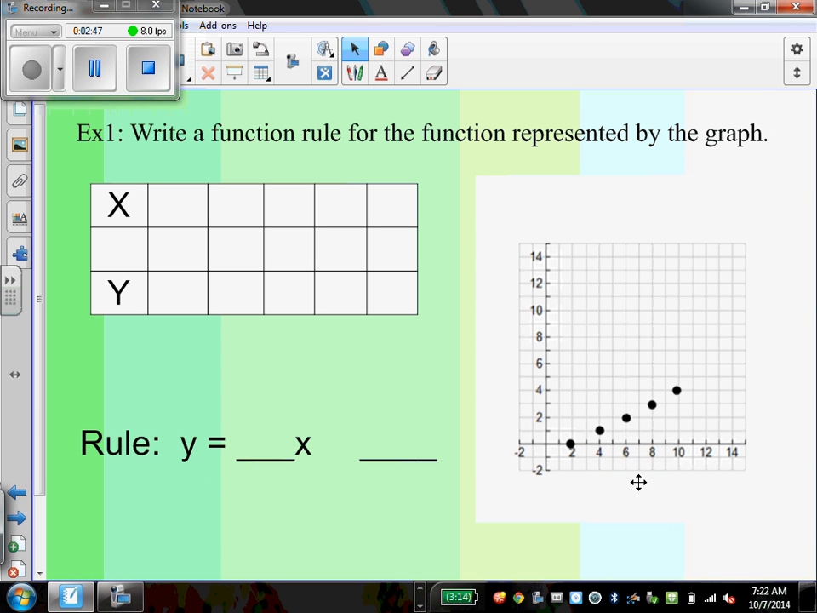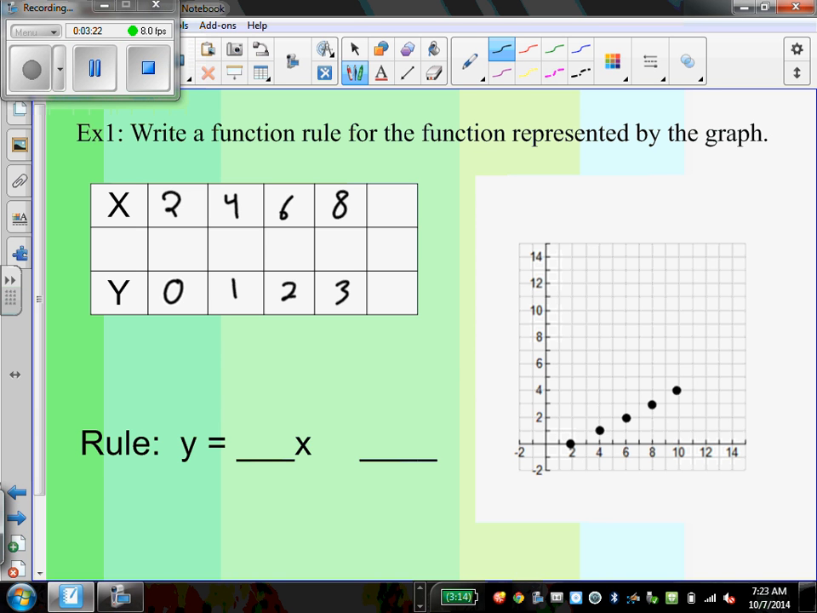So, first thing we're going to do is look at the graph that we have. We see a bunch of points, and we're going to turn those points into our x and our y values. So our first point has the values 2, 0. Notice that we have that in the middle blank. I would leave that there. Then we have the point 4, 1. Then we have the point 6, 2. Then 8, 3. And finally, 10, 4.